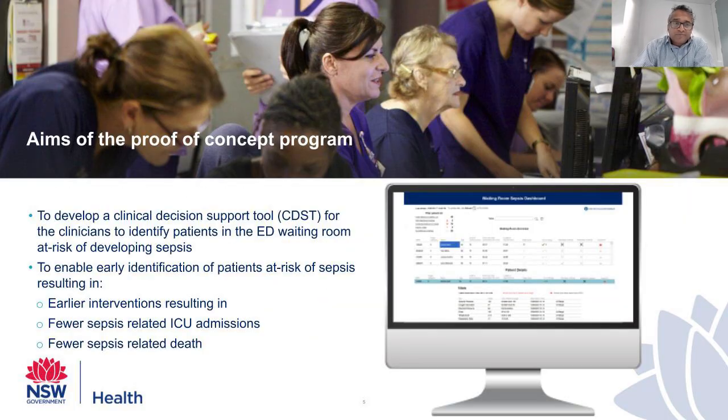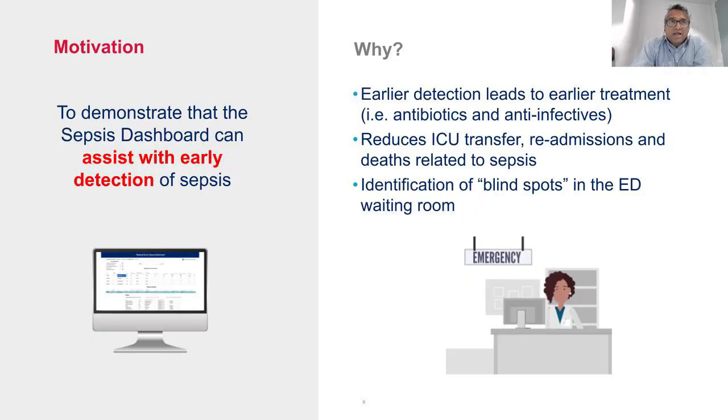So the aims of the proof of concept project were to develop a clinical decision support tool for clinicians to identify patients in the ED waiting room who are at risk of developing sepsis. And we aim to get early interventions in these patients and hopefully reduce ICU admissions and death related to sepsis. So in short, we plan to make a sepsis dashboard which could be used by the triage nurses early in the journey for patients in the waiting room who potentially could then be expedited for care.